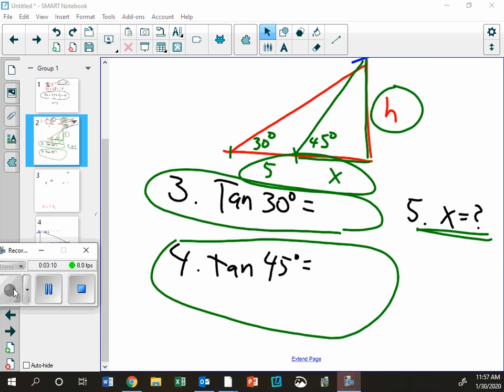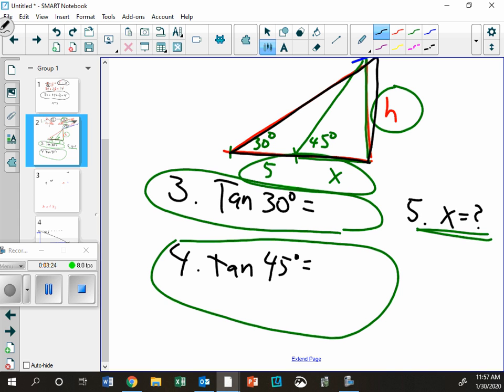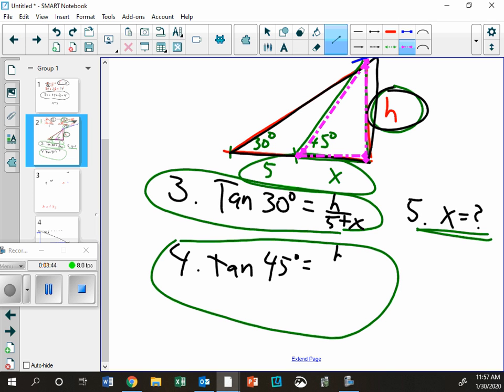Okay, my gut says that there's a couple groups that are really stuck, and I want to make sure that you're not starting with some wrong assumptions. So even though I'm not going to finish this, I want to make sure you started right. Tangent of 30, I'm going to make this a black triangle now. Tangent of 30, TOA, opposite over adjacent, h over 5 plus x. Raise your hand if you guys figured that out. Okay, awesome. Then the other one, the green one, I'm going to call attention to it by making it bright pink here. This guy. In that one, tangent of 45 is h over x.